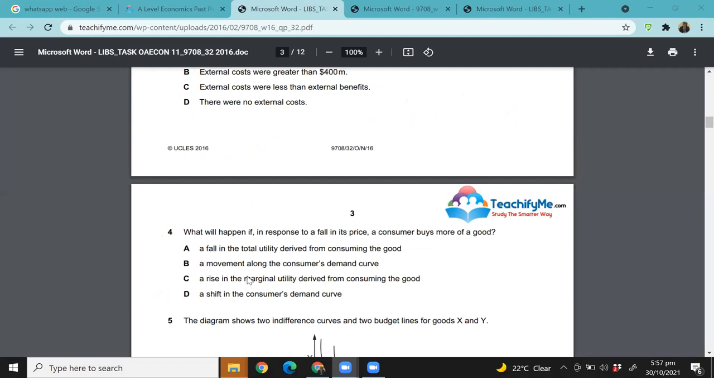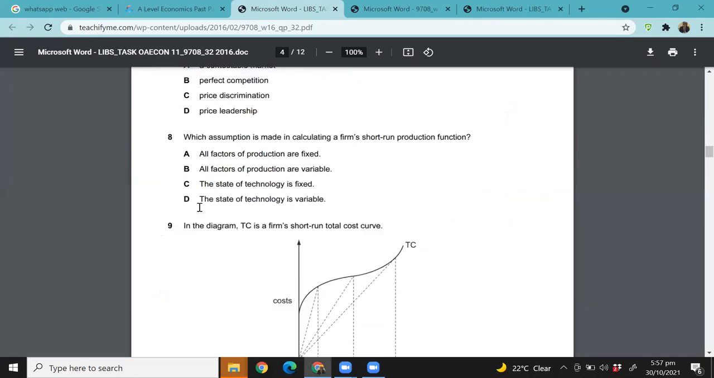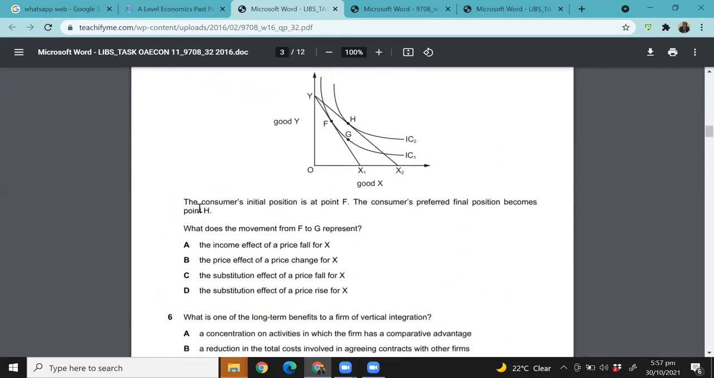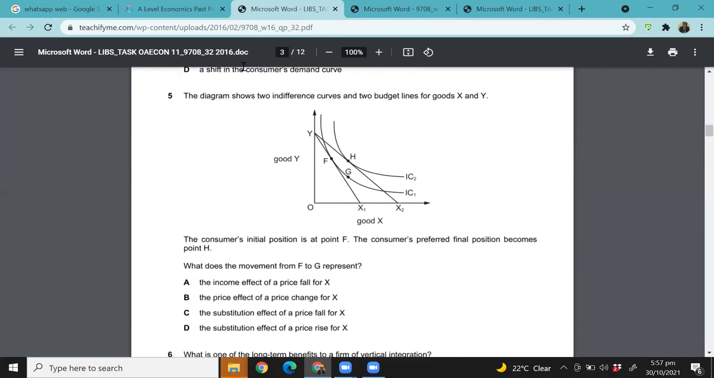Okay, now here's the next question. The next question says the diagram shows 2 indifference curves and 2 budget lines for good X and good Y, right? So 2 budget lines and 2 indifference curves. The consumer's initial position is at point F. So this was the initial position. The consumer's preferred final position becomes point H, right? So this is the final position, preferred.